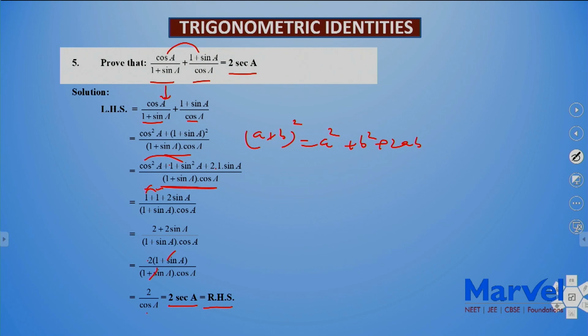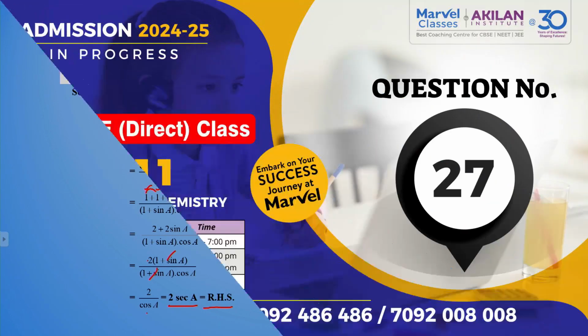Just write the expression again, then apply the cross multiplication using the identity A plus B whole square equal to A square plus B square plus 2AB.